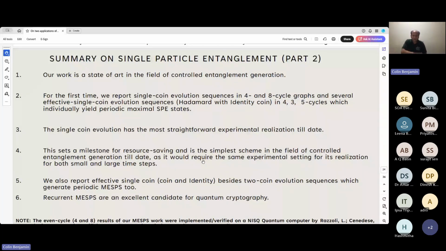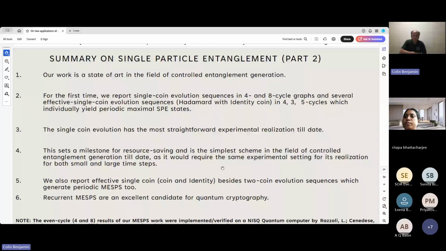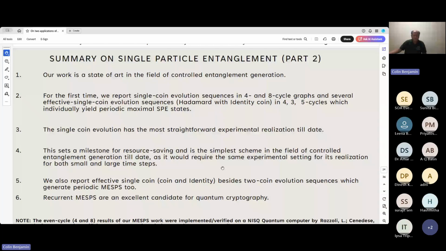For odd cycles also we show, but in odd cycles we have to use an effective single coin, that is one coin along with identity, to generate maximally entangled single particle states. And of course this is the most straightforward because it is the least resource consuming and the easiest to implement experimentally.